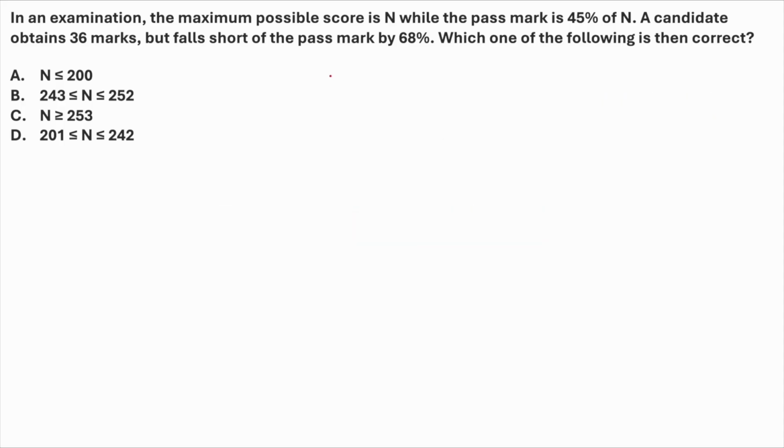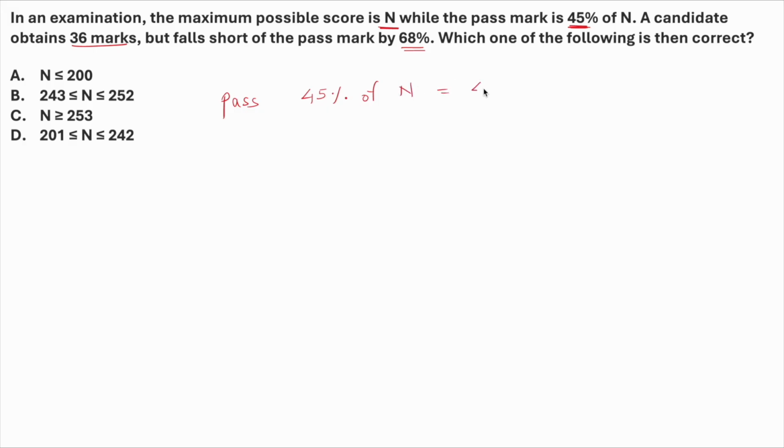So in an examination, the maximum possible score is N, while the pass marks is 45% of N. A candidate obtains 36 marks but falls short of the pass marks by 68%. Which one of the following is then correct? So maximum possible score is N and the pass marks is 45% of N. So the pass marks can be calculated as 45% of N, right? So we can calculate 45% of N.